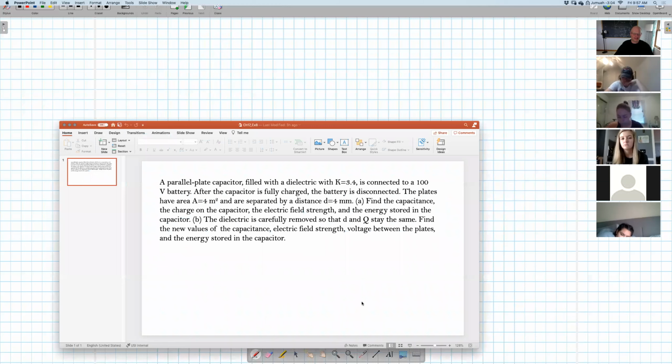So the next part, part B, says the dielectric is now carefully removed so that the distance and charge stay the same. Find the new values of the capacitance, the electric field strength, the voltage between the plates, and the energy stored in the capacitor.